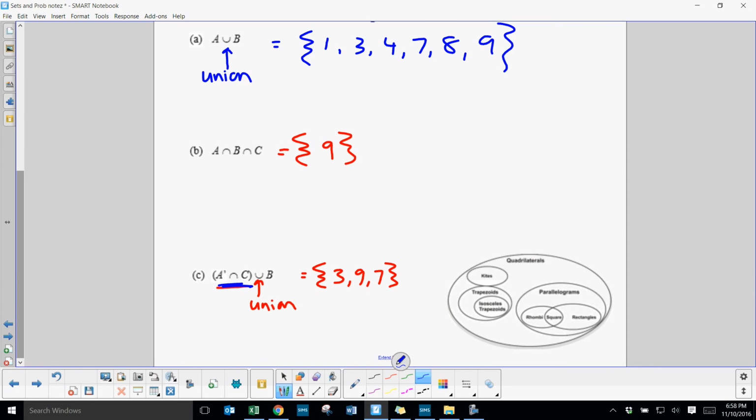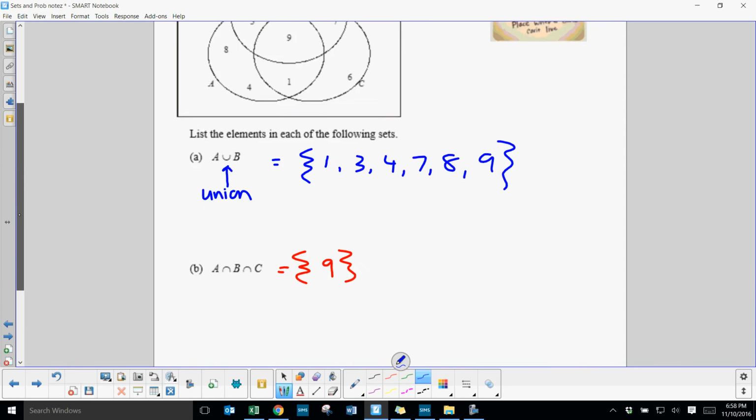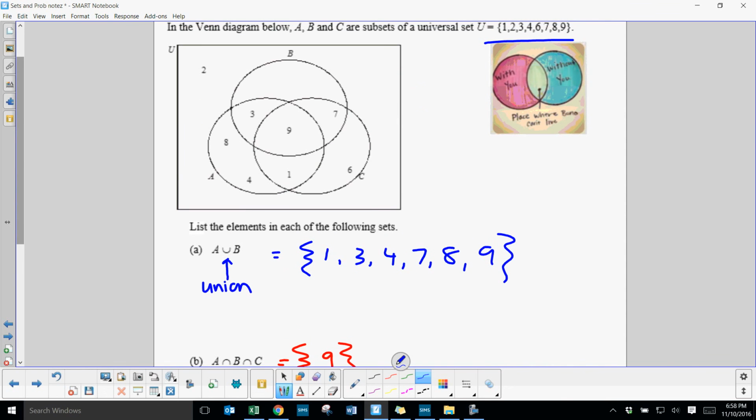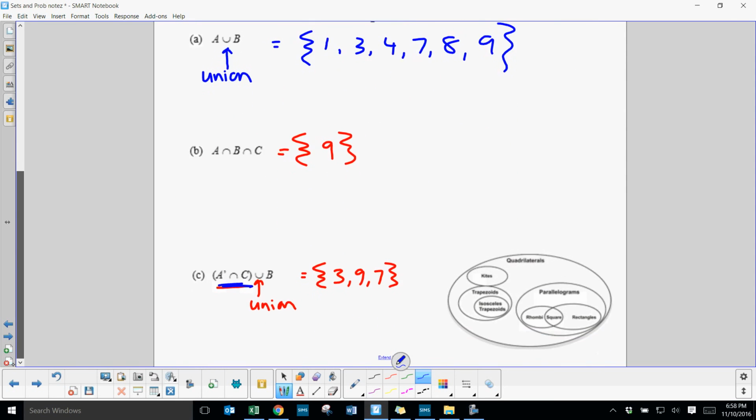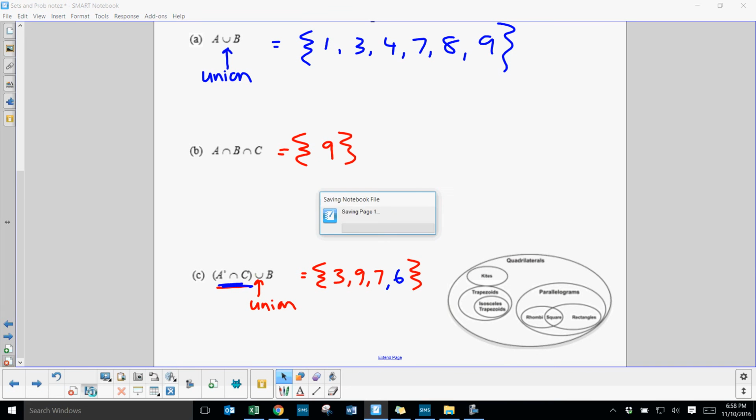So let's think. A dash is everything outside of A, and we want everything outside of A that intersects with C. And that's these numbers. So we've also got to include, oops, I shouldn't have closed the set, so hopefully you didn't. So there's more numbers. It includes the number 6, because 7 was already included. And so that's the answer there. And that's pretty much the end of the lesson for lesson 5.